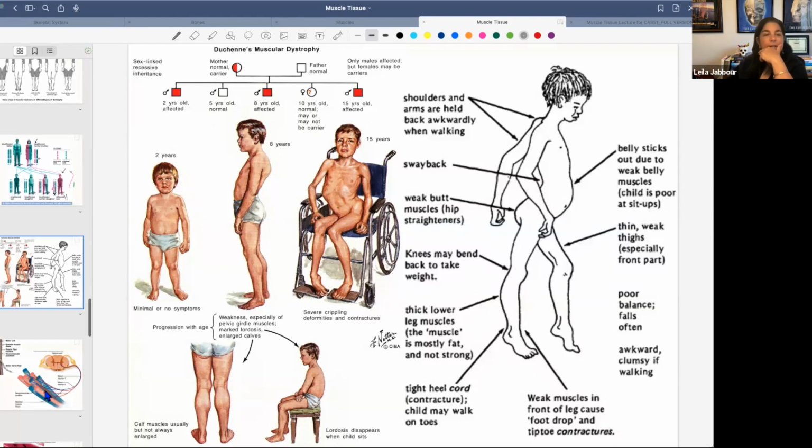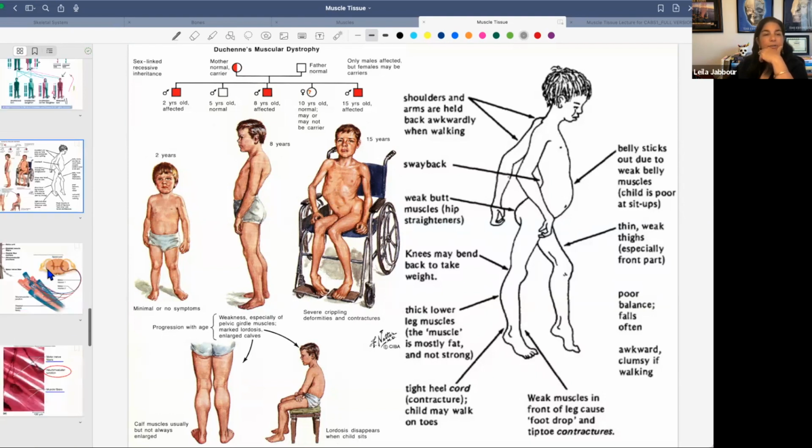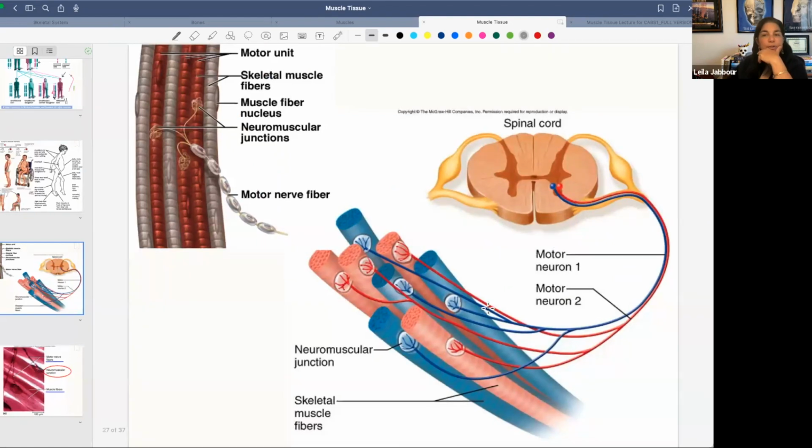All right, now that we talked about muscle contraction, let's talk about the neuromuscular junction. The neuromuscular junction is the junction between the neuron and the muscle cell. This is where the signaling is going to arrive. This is when the cell is going to be stimulated to contract. The skeletal muscle cells need a motor neuron to come and tell them, do it.